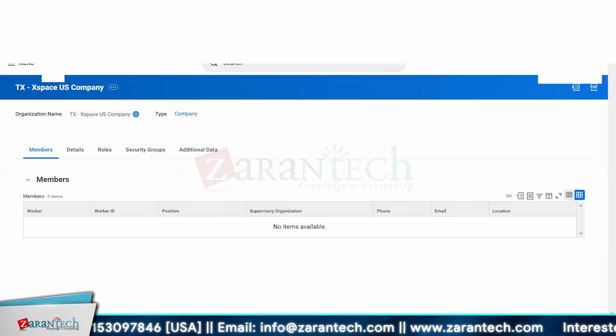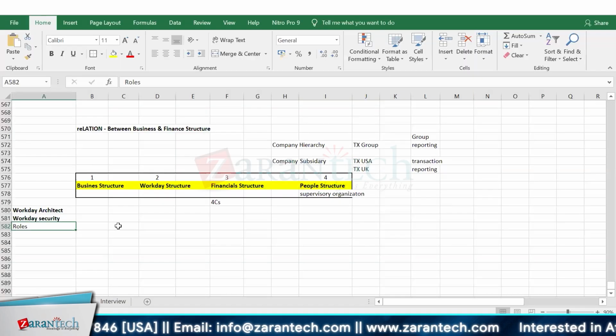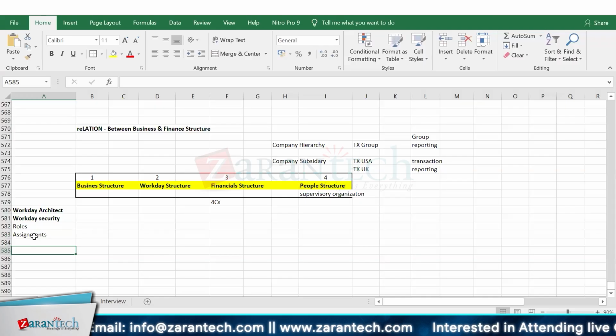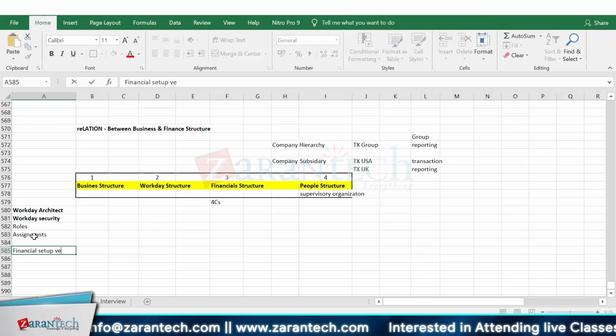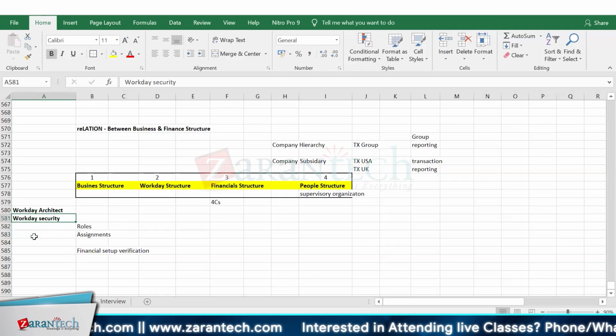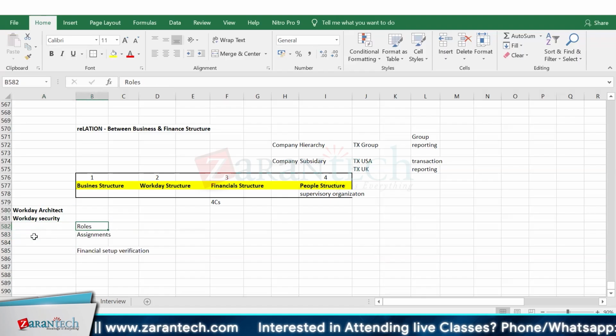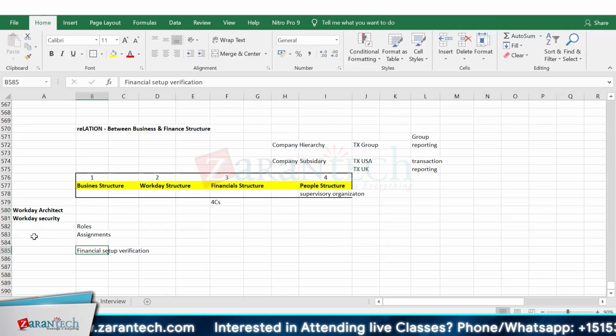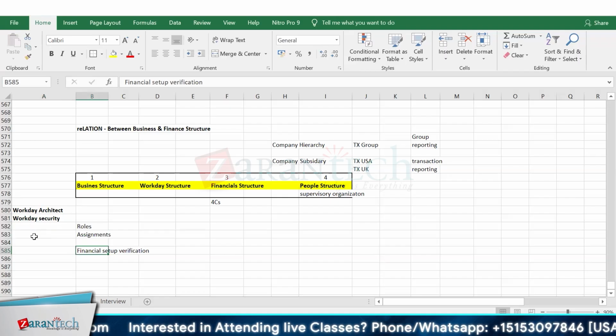So how it would be, we will discuss this point. We will discuss the roles and their assignments and our financial setup verification. We will start with this. Okay, this is our activity. We will discuss the roles and assignments in a detailed way, and then I will explain the financial setup verification. Okay, any question till now?